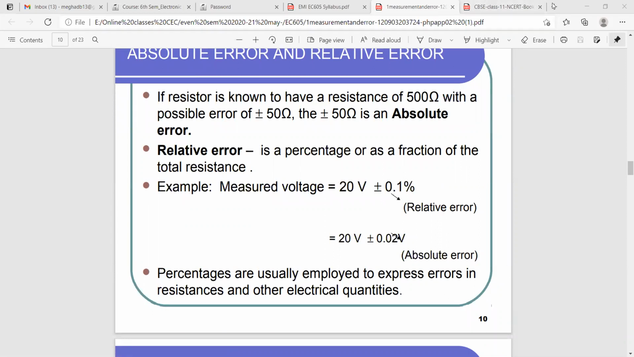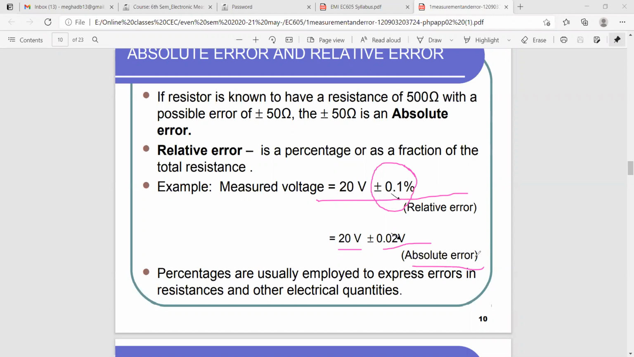I'm not getting it. So you see here, the measured values are given with two different errors, right? For one, 20 volt, they are showing plus minus 0.1%, and they are referring to this 0.1% as relative error. Secondly, the same measured value 20 volt plus minus 0.02 volt, and this they are saying is absolute error. So how will you understand which one is absolute error and which is relative error? This is one question. So see, relative error always comes in percentage, or you can say as a fraction of the measured value.